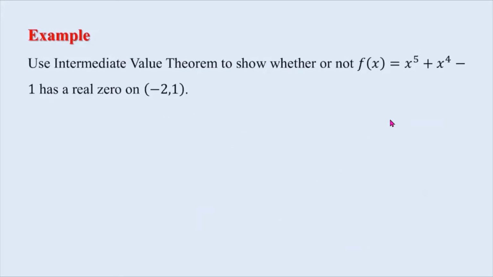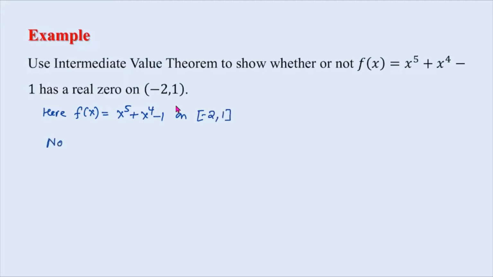Now we'll move on to example 7, and this is the last example for this video. Here we are asked to use the intermediate value theorem to show whether or not this function has a root on this interval from -2 up to 1. So for that, let's begin with the function. f of x is equal to x to the 5 plus x to the 4 minus 1, and we're analyzing it on the interval -2 up to 1.